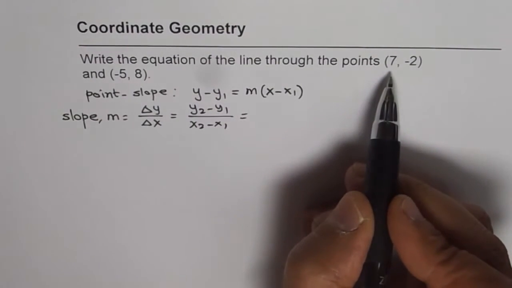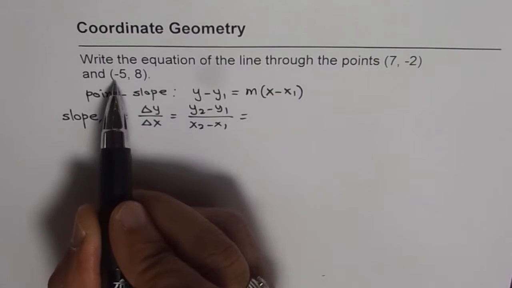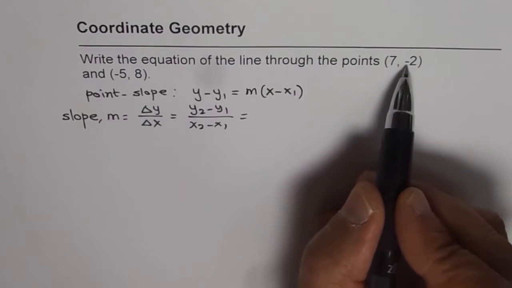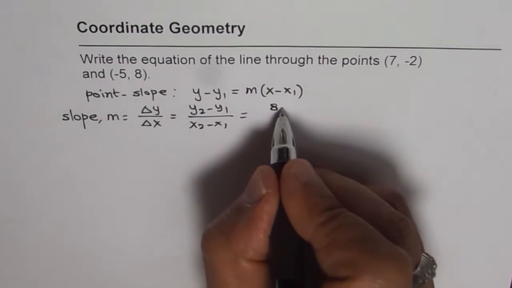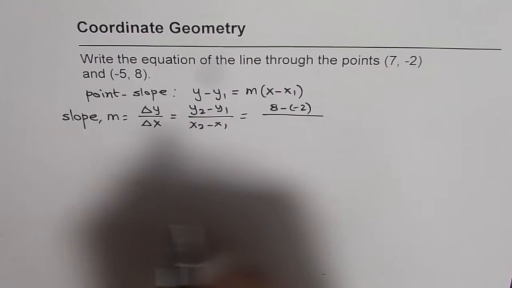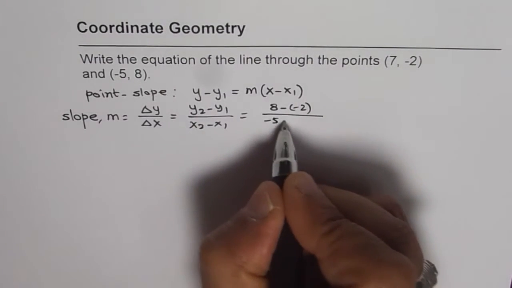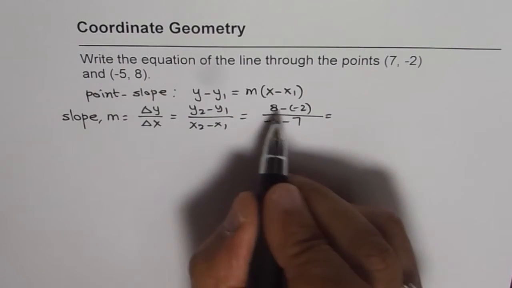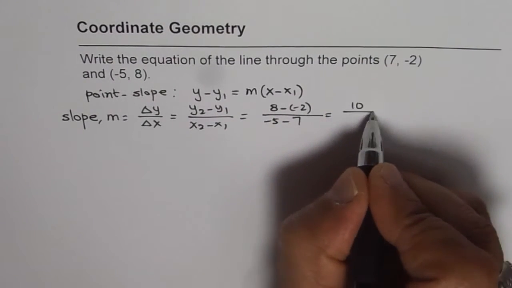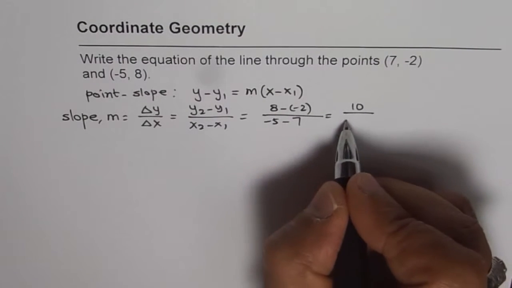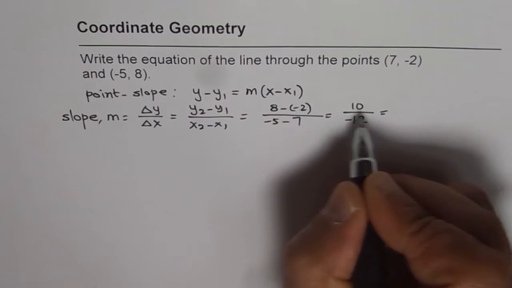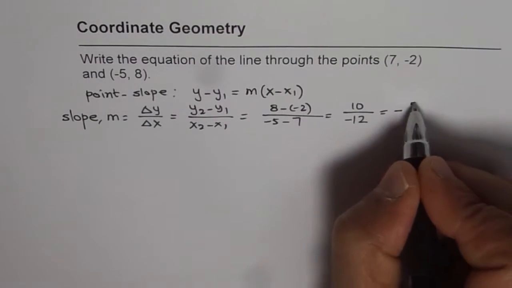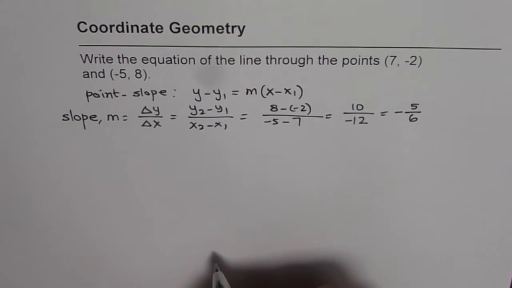Now the 2 points are (7, minus 2) and (minus 5, 8). So y2 can be 8, y1 will be minus 2. So it will be 8 minus minus 2 divided by x2, which is minus 5, take away 7. 8 minus minus 2 is 8 plus 2, which is 10. And minus 5 minus 7 gives us minus 12. We can simplify by dividing them by 2. So we get minus 5 over 6. So that is the slope of the line.